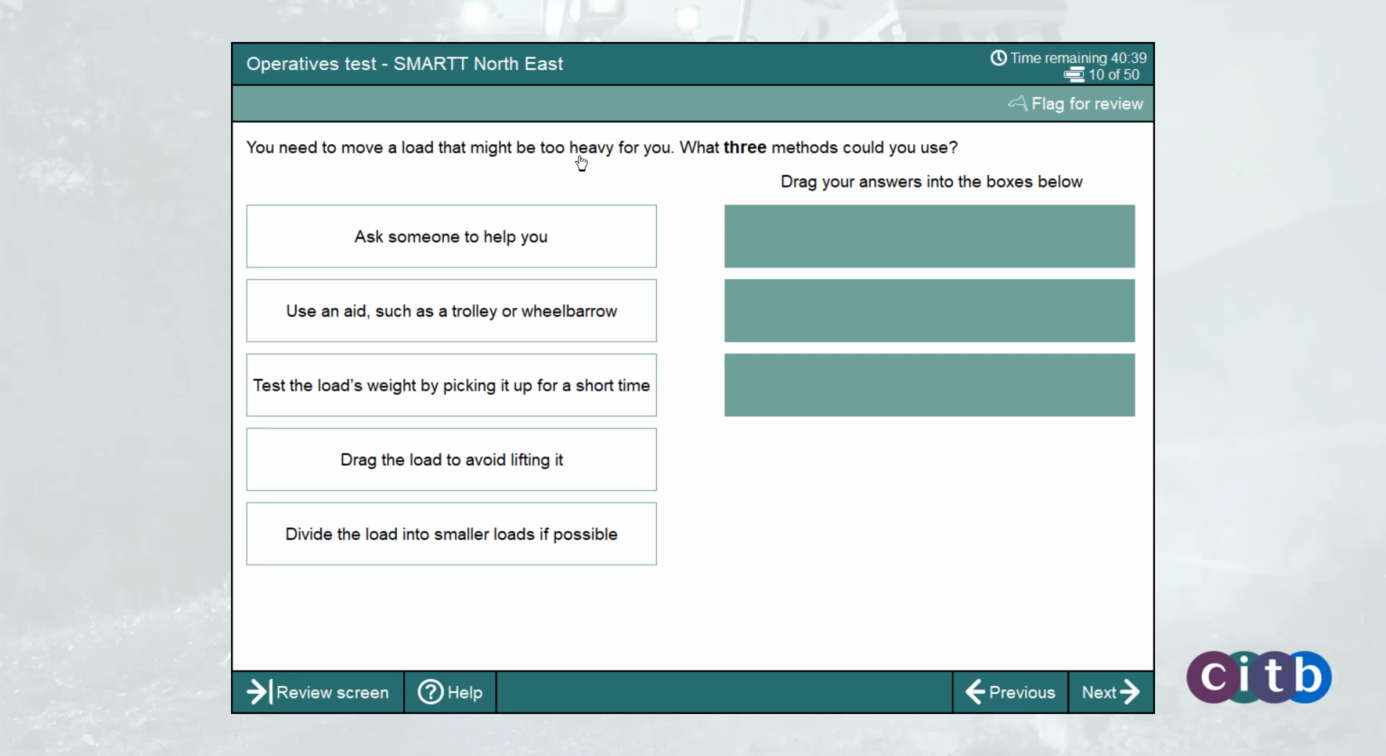You need to move a load that might be too heavy for you. What 3 methods could you use? Ask someone to help you. Use an aid, such as a trolley or wheelbarrow. Test the load's weight by picking it up for a short time. Drag the load to avoid lifting it. Divide the load into smaller loads if possible.